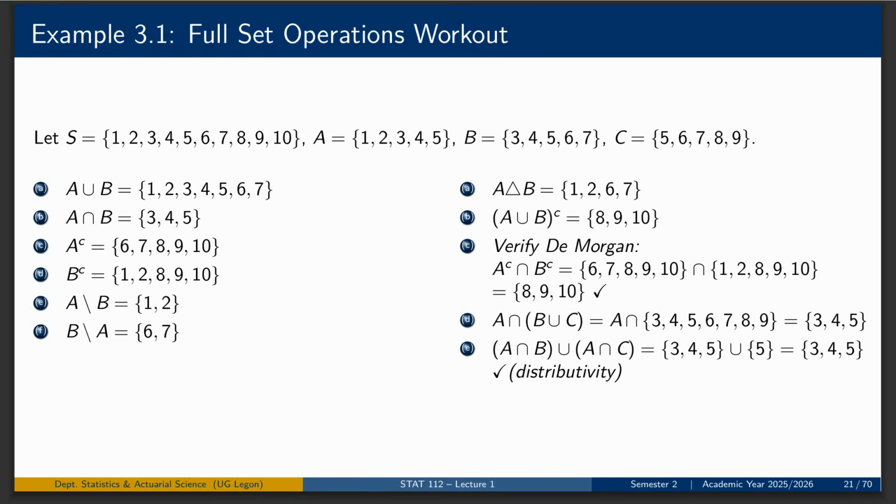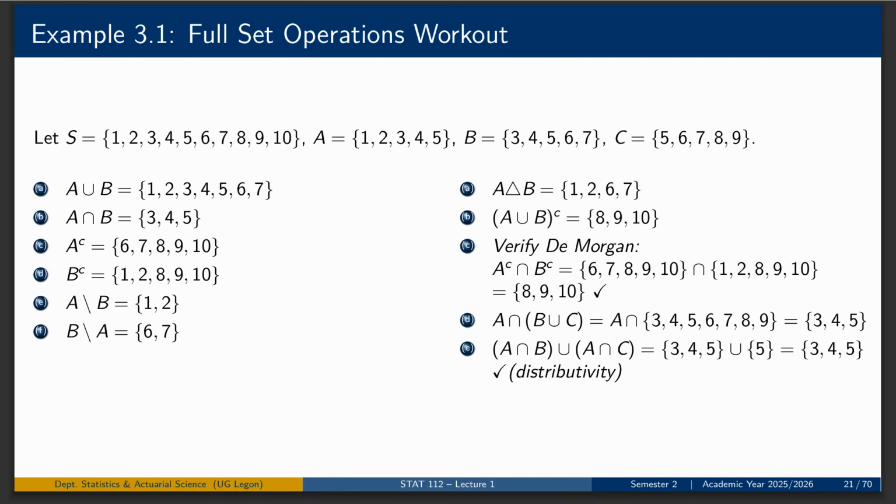A complement, B complement, A minus B will just be what? 1 and 2. That is A intersection B complement. So B complement will be 1 and 2, and then 8 and 9. And those in A are just 1 and 2. So that's it. Then B minus A will be B intersection A complement, and that gives us 7.